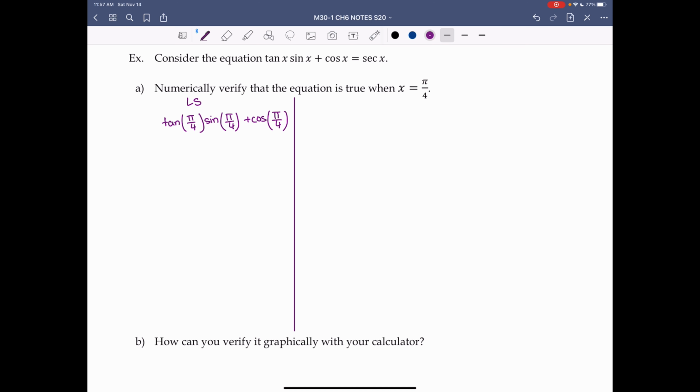We need to know the values of sine, cos, and tan at pi over 4. We can draw our unit circle. Pi over 4 is one of our special angles here in quadrant 1, and the x and y values are the same for reference angle pi over 4, and in quadrant 1 they're the same sign as well, so root 2 over 2, root 2 over 2.